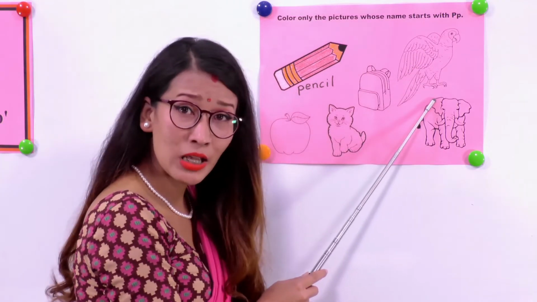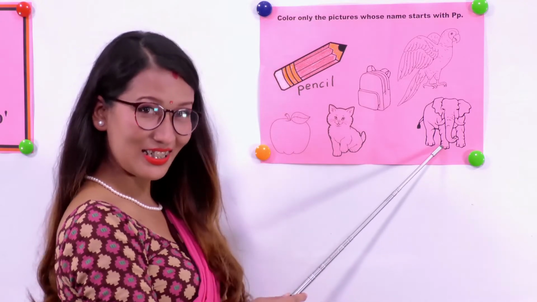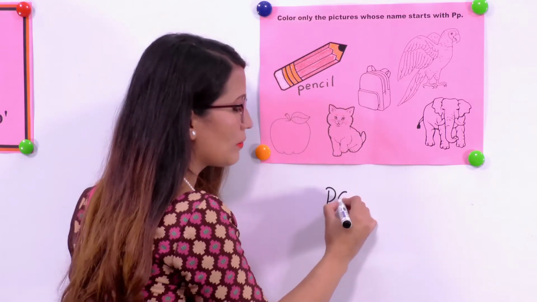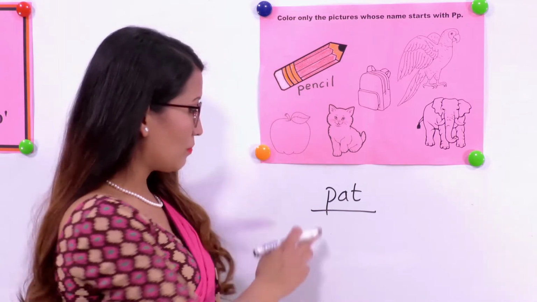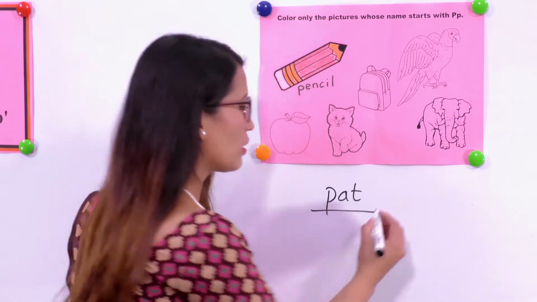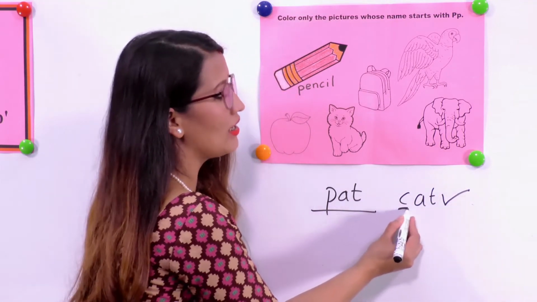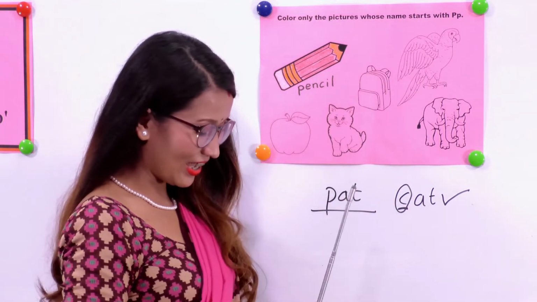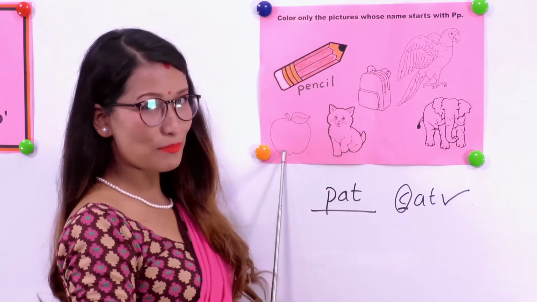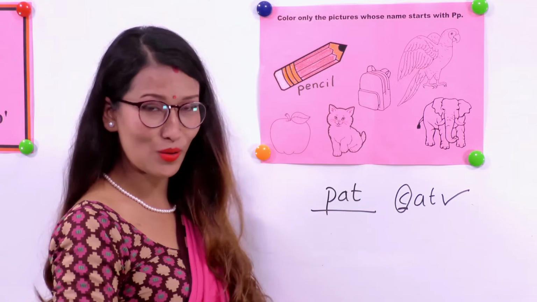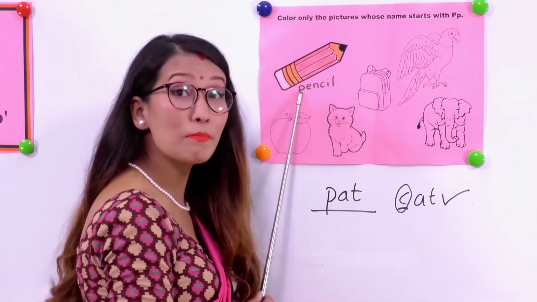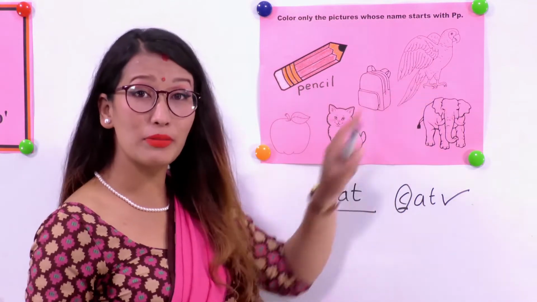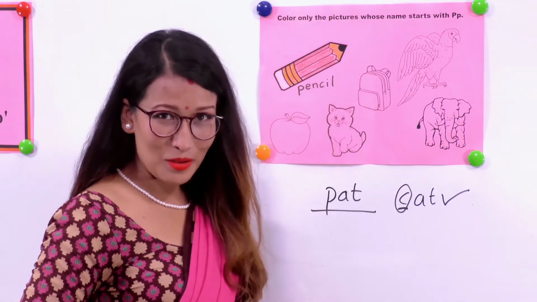Okay, so what is this? Parrot. Good. Cat. Should we color the cat? What letter does cat start with? Cat. P-A-T. Cat? No. C-A-T. Cat. Look, it starts with C. Should we color? Only from P. Yes? Okay. What is this? Apple. Should we color? No. Only the name that starts with the letter P. Okay? Can you tell me the name of this bird? What is this? Parrot. Good.